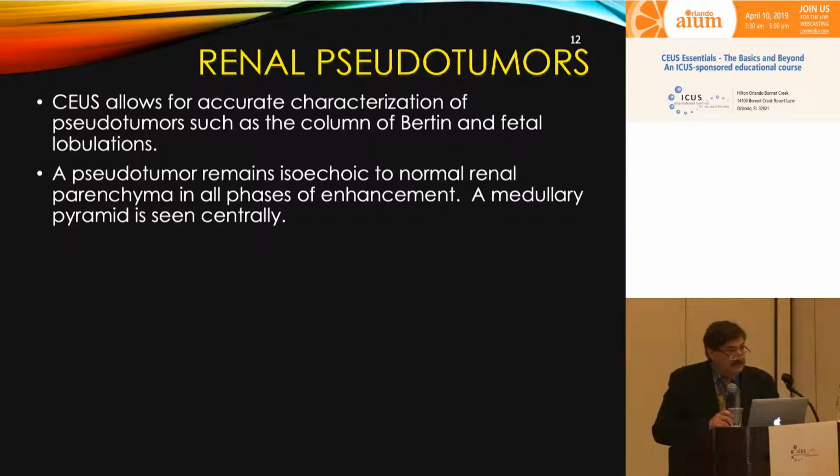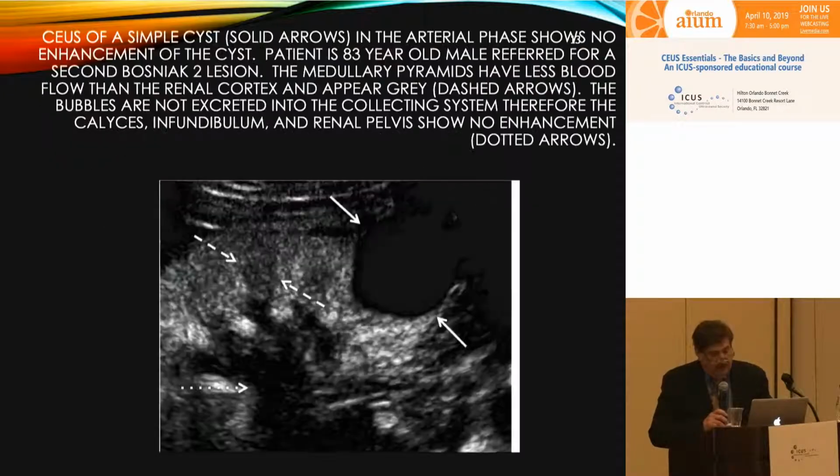And if we see that the cortex is the same as the rest of the kidney, and we see a medullary pyramid, which is less vascular, in the center of that, we can confidently call that a benign pseudotumor. Here's an example, and this is really a robust technique. This image is actually from the late 1990s, and our results are the same. So this is an extremely robust technique.